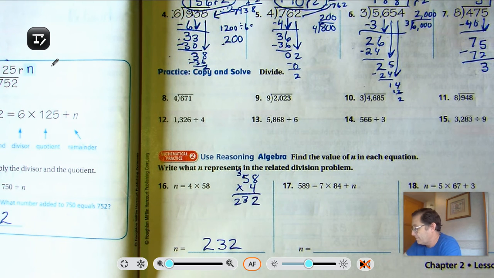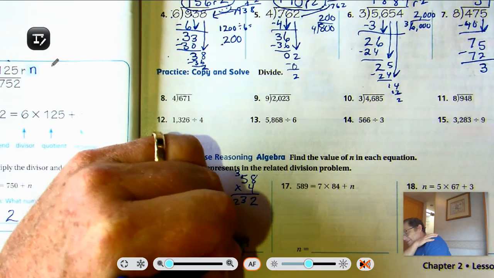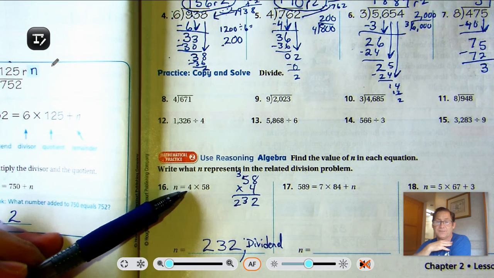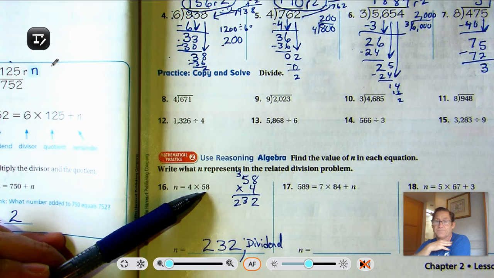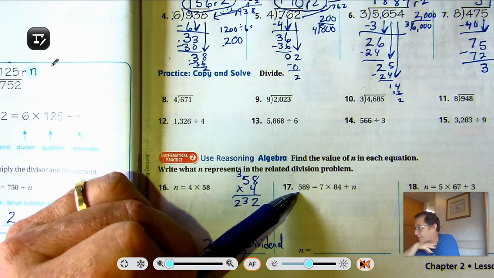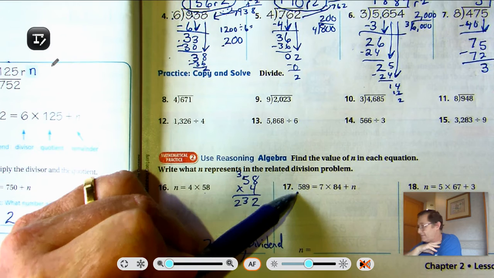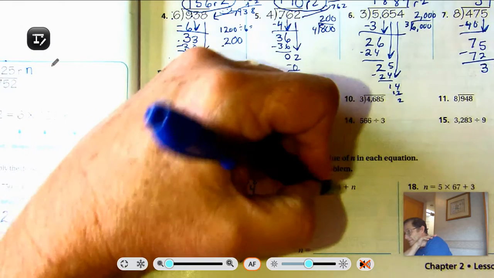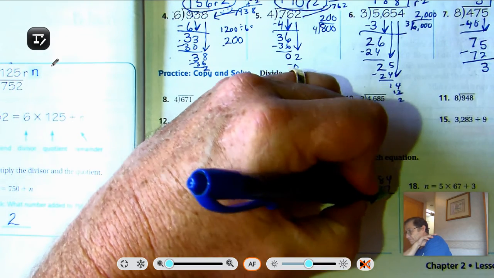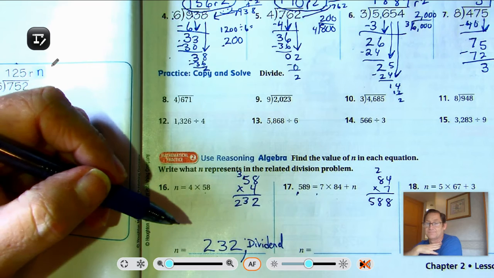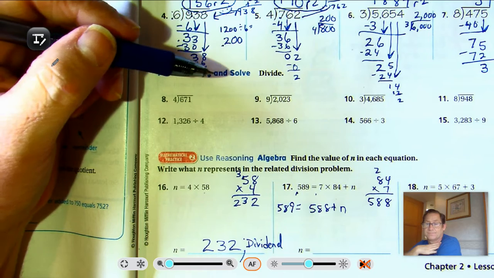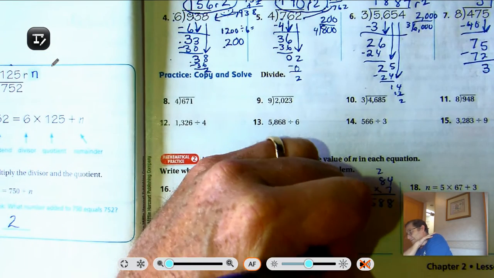Okay. Number 17, 589 equals 7 times 84 plus n. Right? What n represents? Oh, 232, that would be the dividend, because in a sense we're checking our answer. When we multiply the divisor by the quotient, we get the dividend. So in this case, 589 is the dividend, the 7 is the divisor, the 84 is the quotient, and the n is probably the remainder. So what is 7 times 84? That's 588. So 588 plus n has to equal 589. Well, that's just 1, right? And so, yes, it's the remainder.